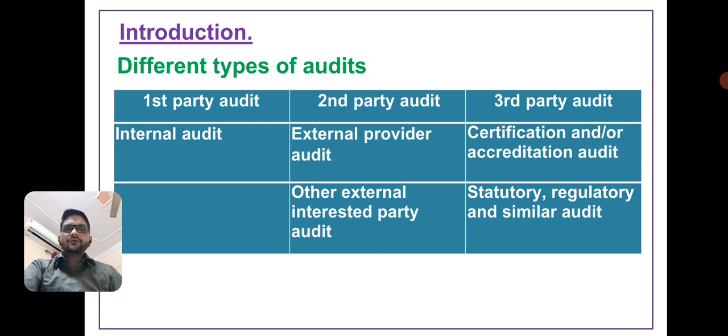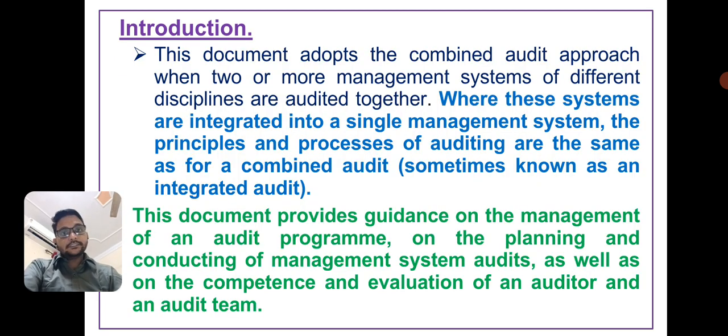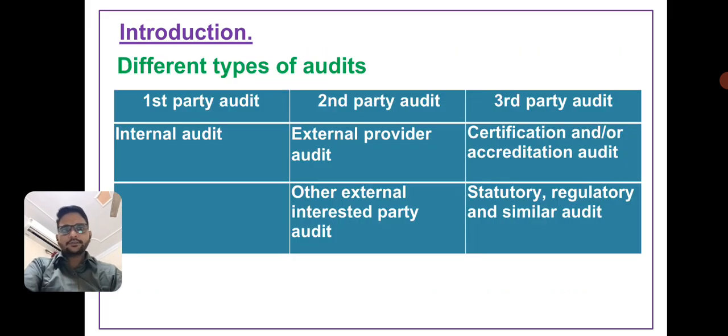And the different types of audit: first party audit is an internal audit conducted by the organization itself, and second party audit is an external provider audit, that is by another external interested party, between two organizations, that is customer-supplier audits.